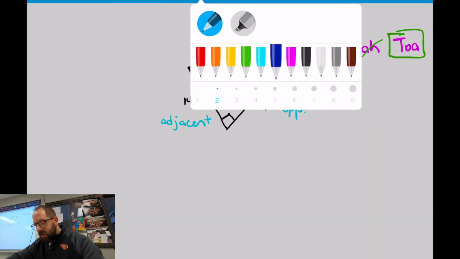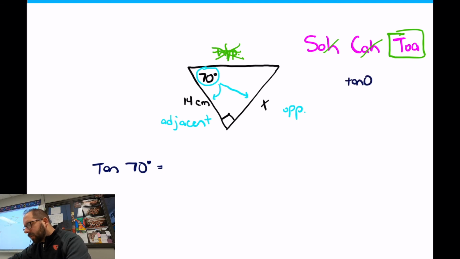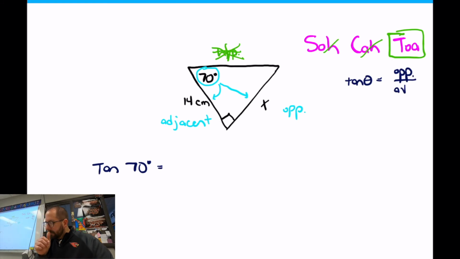So this is tangent of your angle. Again, tangent of your angle is opposite over adjacent. So I'm going to plug in my opposite wall. My opposite wall is X. My adjacent wall goes on the bottom. That's the 14 centimeters. And so I have my setup. In that problem there's only one variable, so we're good.